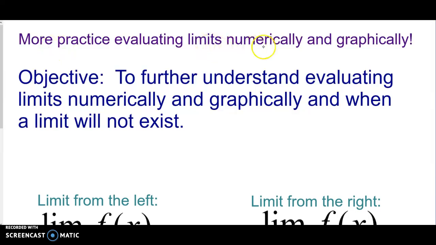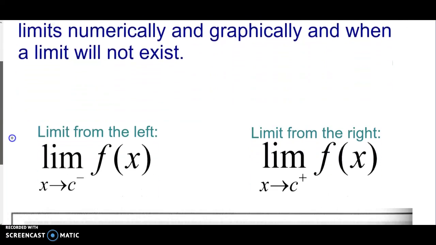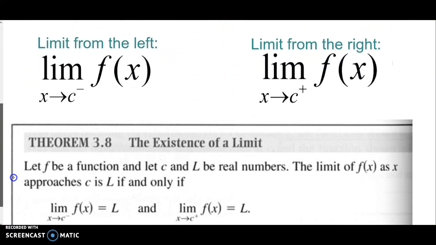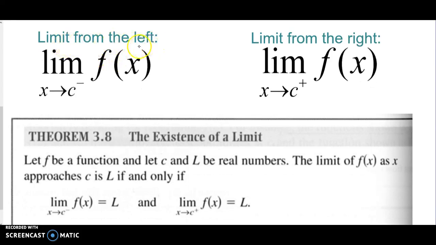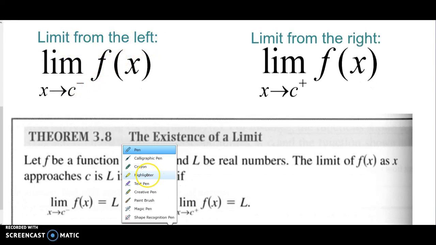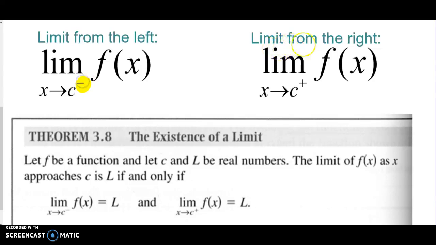Practice evaluating limits numerically and graphically. So, again, we just talked about how to take a limit from the left, this notation here, and then we also talked about what it means to take a limit from the right. And we also talked about what it means for a limit to exist. It means that the limit from the left and the limit from the right must both approach the same value in order for the limit to exist.